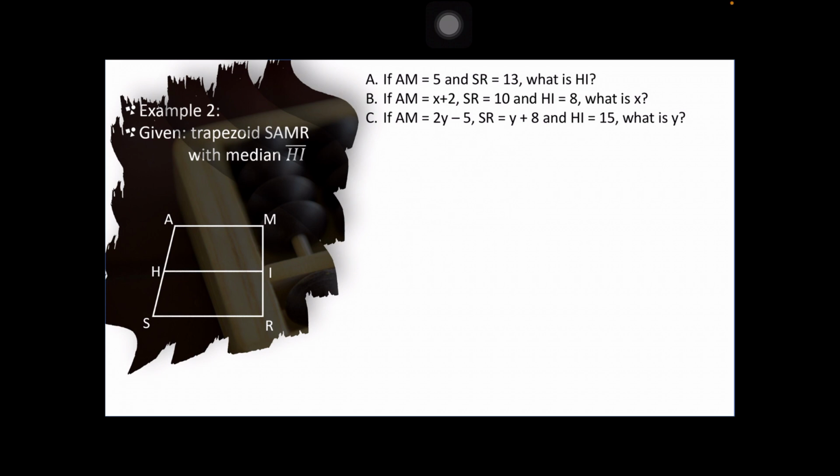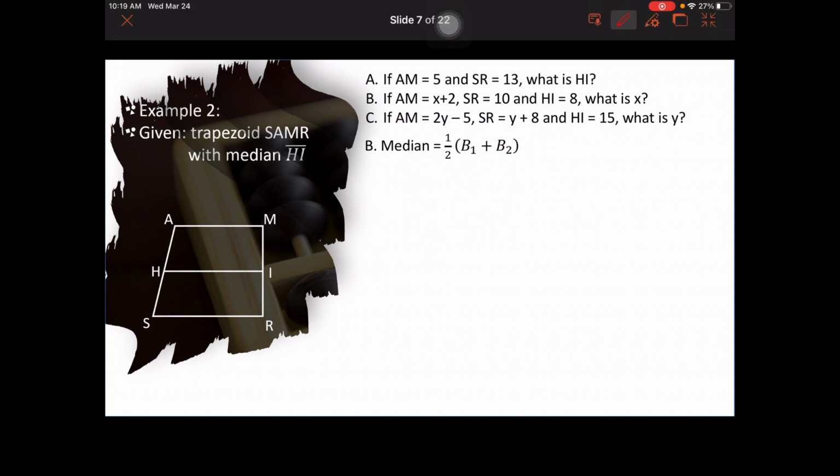Letter B. If the segment AM is x plus 2 and the segment SR is equal to 10 and segment HI is equal to 8, what is x? We're going to solve for the value of x. Yan po. The same formula pa rin po tayo. And pag sinulat po natin yan, parang ganito po ang kalalabasan niya.